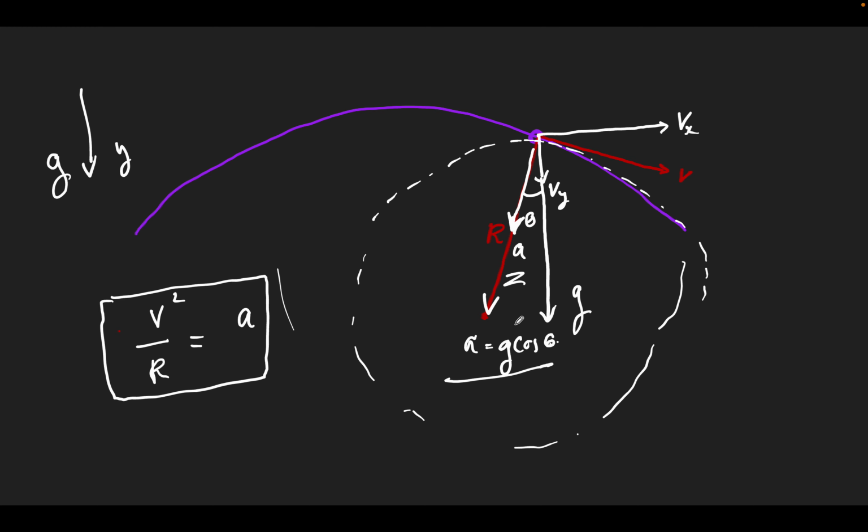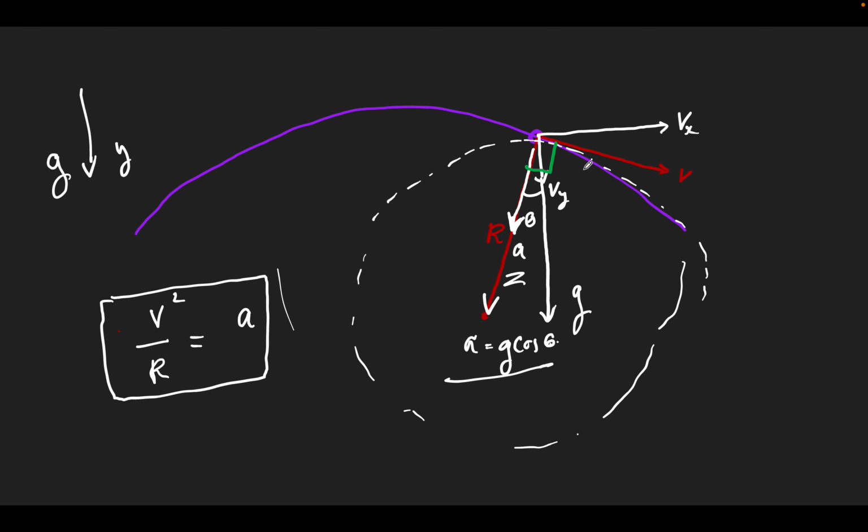So the value of g I know, so I need to know only theta to get the value of a, right? How to get theta? Look here. If you just observe, you will understand. What is this angle? This is 90. The angle between A and V is 90, because A is along radius, V is the resultant tangential velocity. The velocity and radius will always be perpendicular in the case of circular motion, right? So this is 90 degrees.